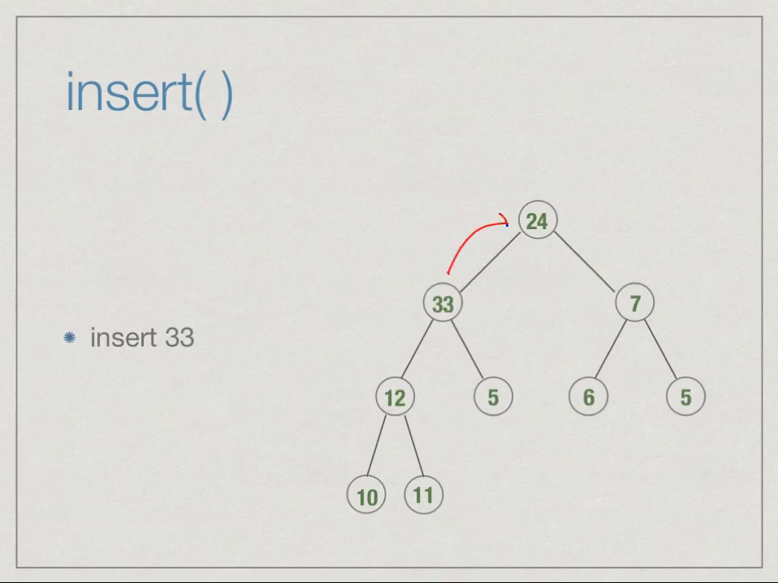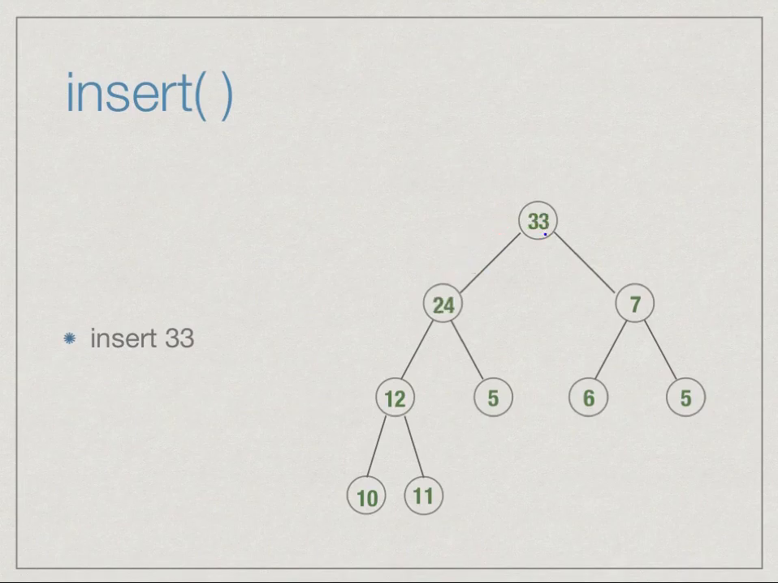And we notice that 33 is bigger than 12, so we swap it again. Then we look at the root, in this case 24. And we find that 33 is bigger than 24, so we swap it again. And now 33 has no parents and is definitely bigger than its two children. So we can stop.